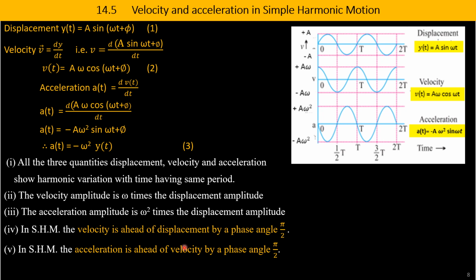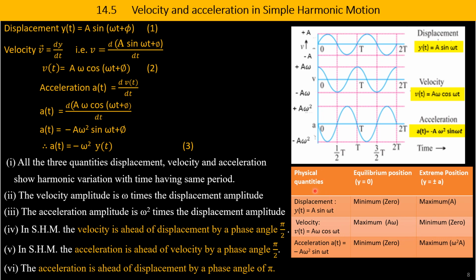Similarly, acceleration is ahead of velocity by an angle pi by 2. Here you see the phase difference between velocity and acceleration is pi by 2. You see here 0, here 0, and the phase difference is pi by 2. The acceleration is ahead of displacement by a phase angle pi. Please see here. Here it is positive, whereas the acceleration is negative. So therefore, there is a phase difference of pi.